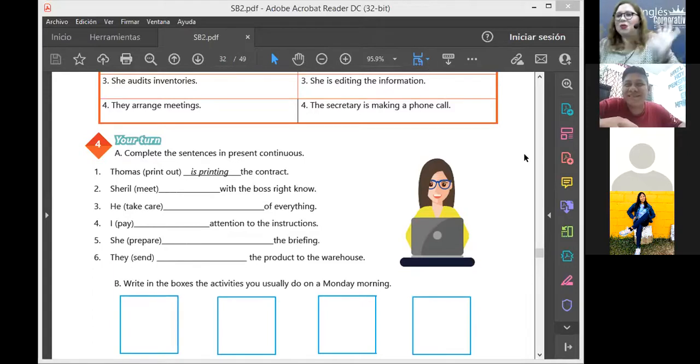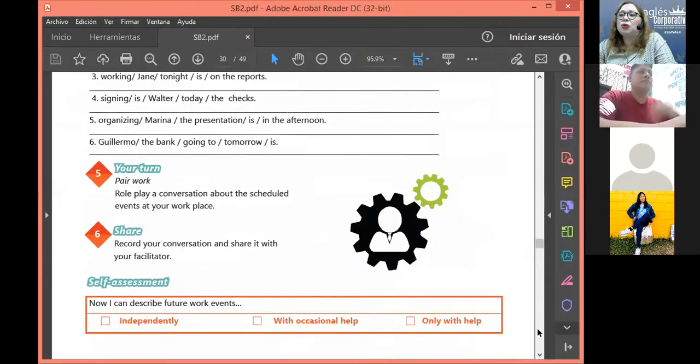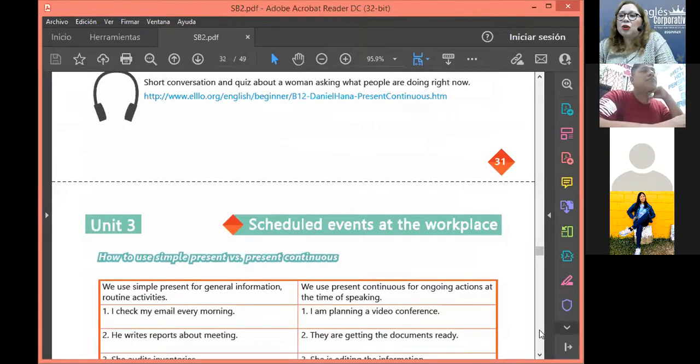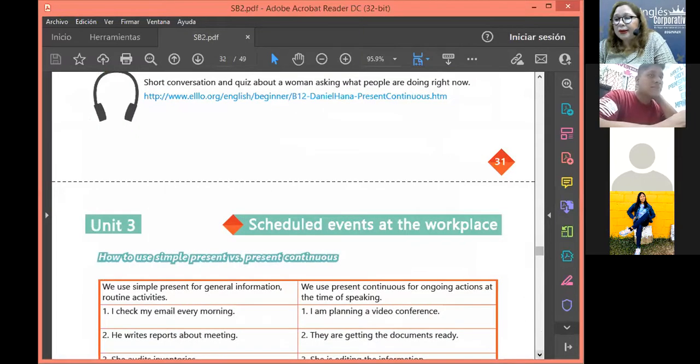Okay, then we are going to continue with the exercise that we didn't do on Friday. So we are going to complete activity number four. But I just want you to check what was the structure of affirmative sentences, okay? Estábamos viendo cómo usar el presente continuo con el presente simple.